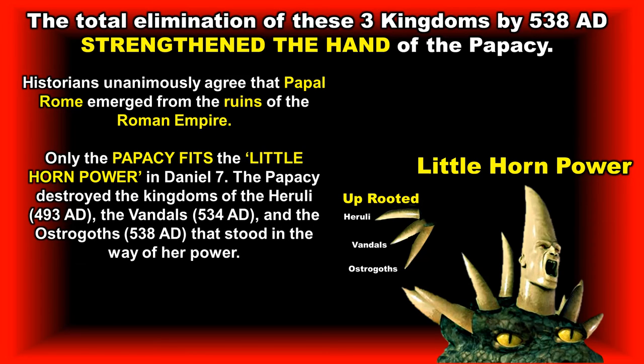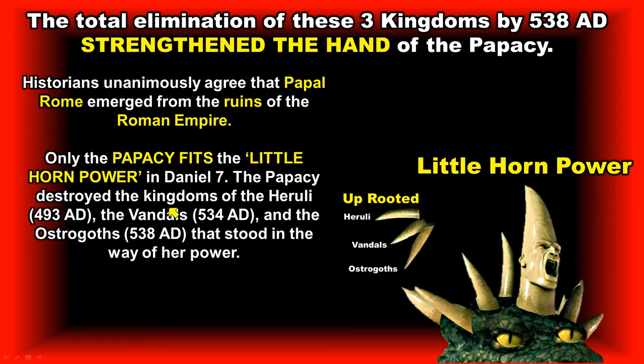And I believe that only the papacy fits the little horn power description found in Daniel 7. Now, we're not talking about the Catholic people here. There are many good, faithful Christian Catholics. But we're talking about the system, the Catholic Church and the papacy. This is what we're talking about when we say it fits the papal authority. I mean, the papal authority fits this little horn power.